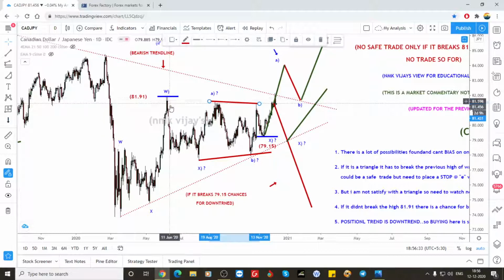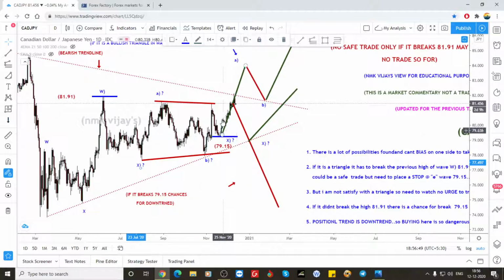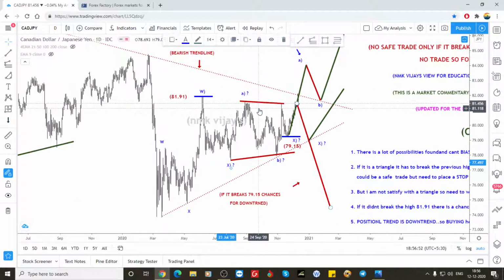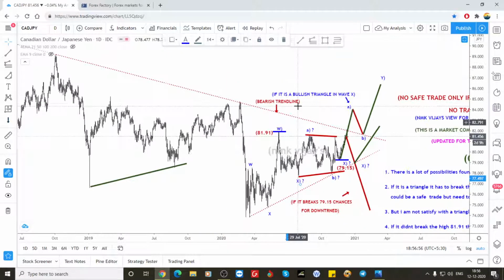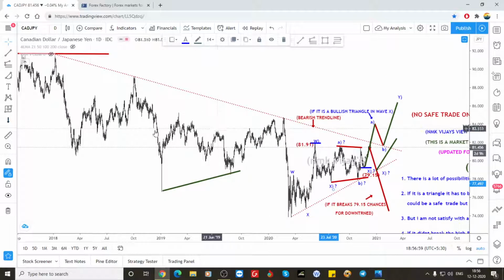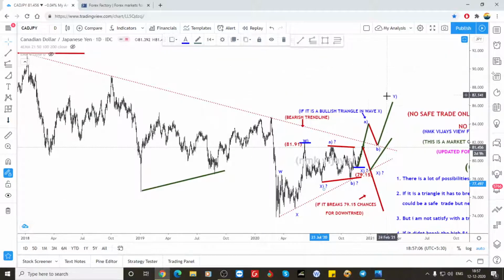So for now, if it is the W, this could be an X. So whether the X is completed, if it is a B, C it needs a five-wave structure, but there is no five-wave structure there. Or it could be a diagonal triangle. Still we need to watch this pair. It will keep on ranging like this kind of wave formation. It can again do this overlapping, and it can reach the target.